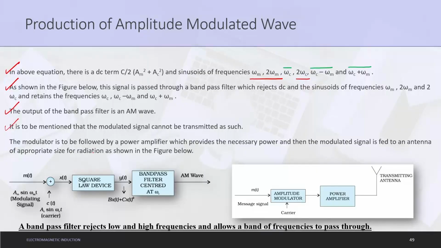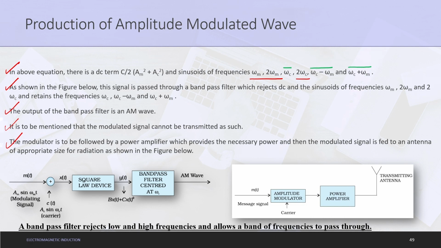So, the modulator is to be followed by a power amplifier which provides the necessary power, and then the modulated signal is fed to an antenna. This is an antenna of appropriate size. Please make sure that if the wavelength to be transmitted is lambda, the size of the antenna should be at least lambda by 4 for radiation, as shown in the figure below. So, the line is quite clear. After amplitude modulator, it is sent to a power amplifier, and after a power amplifier it is sent to an antenna for transmission. Quite clear.